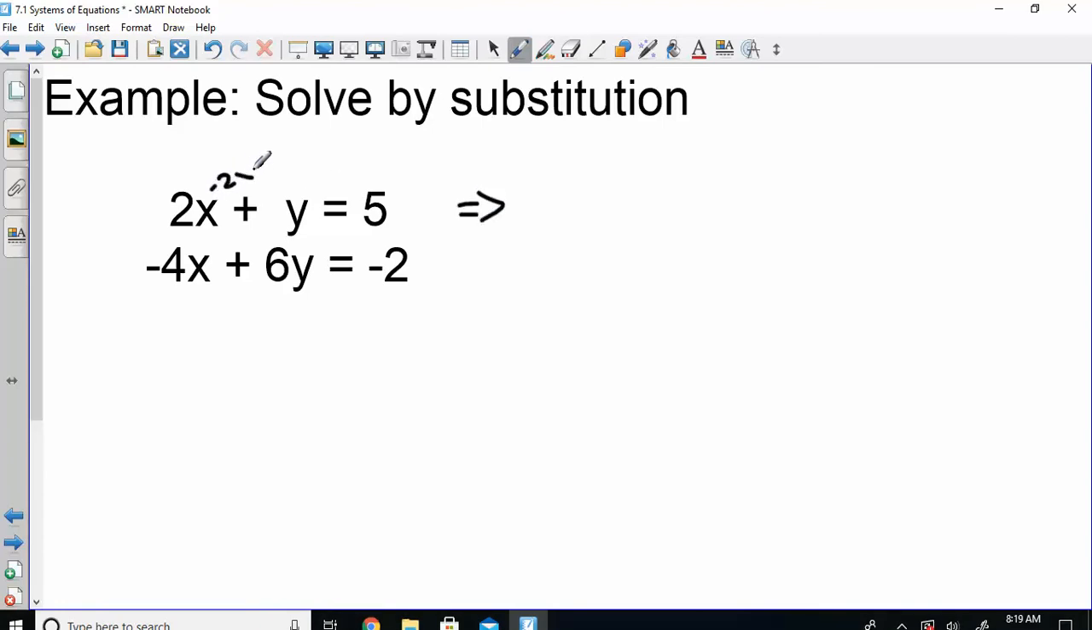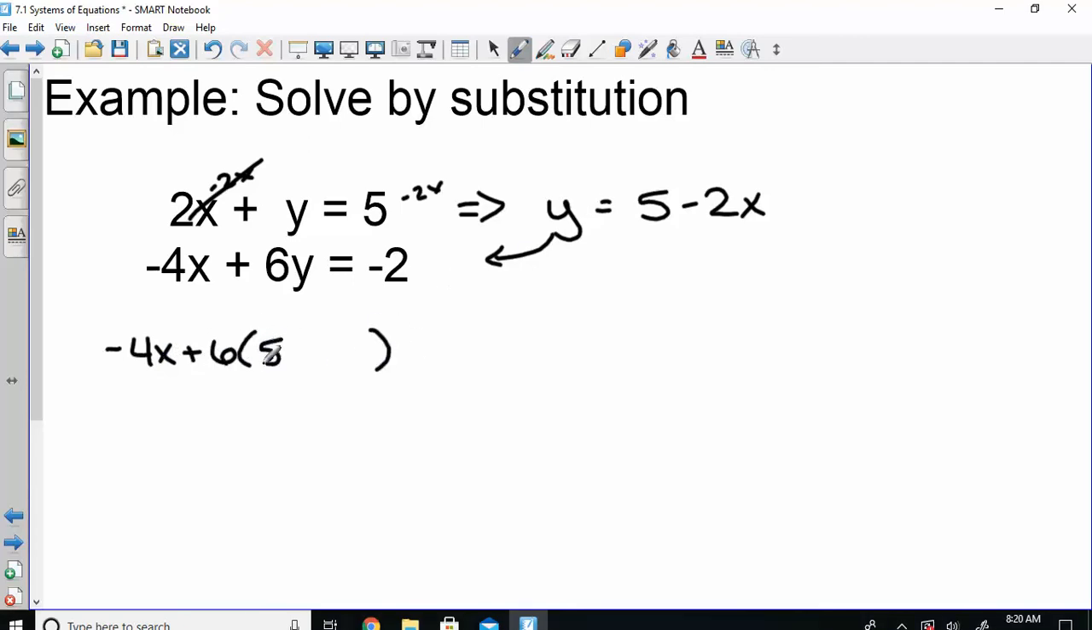So to get the y by itself, all you have to do is subtract your 2x. So the y is 5 minus 2x. And then what do I do with that? Plug it into the second equation. So the second equation is negative 4x plus 6 times y, which is the 5 minus 2x.